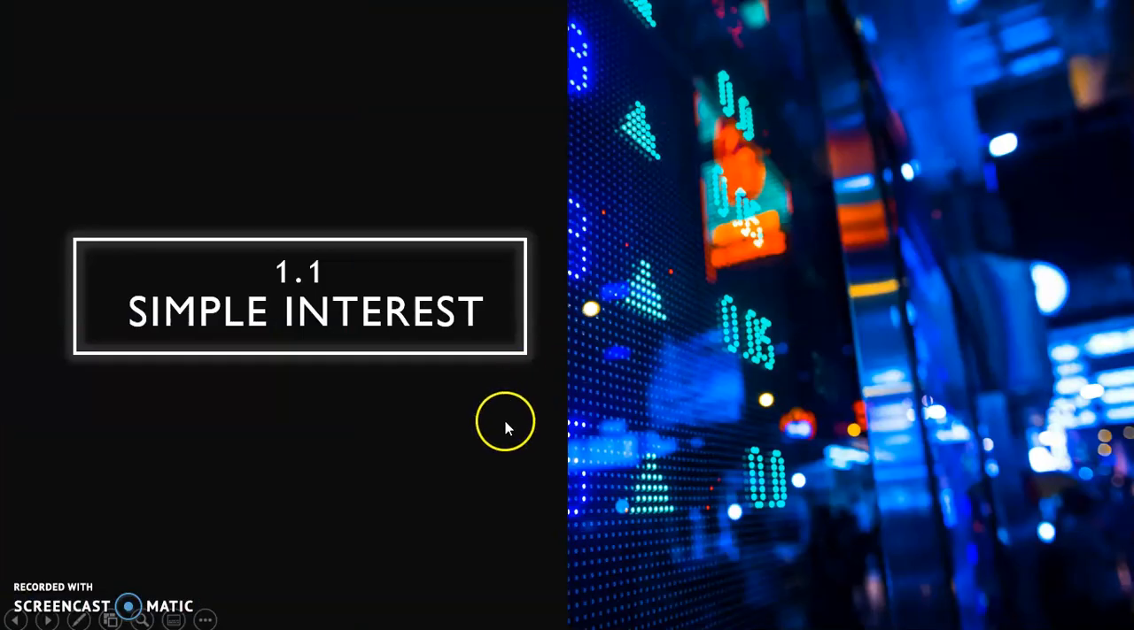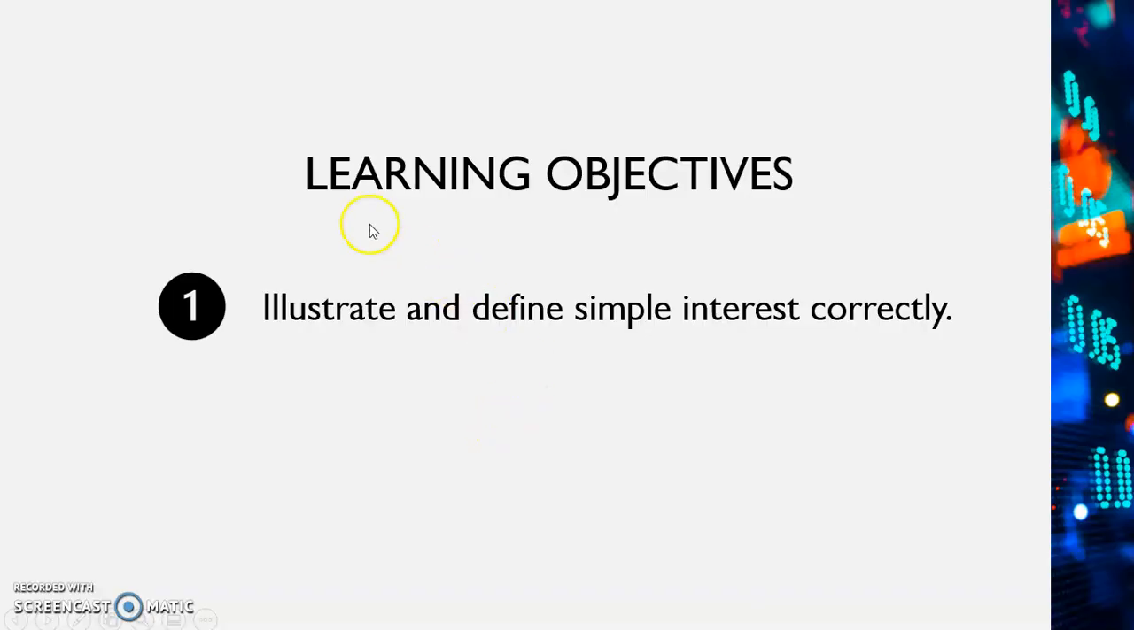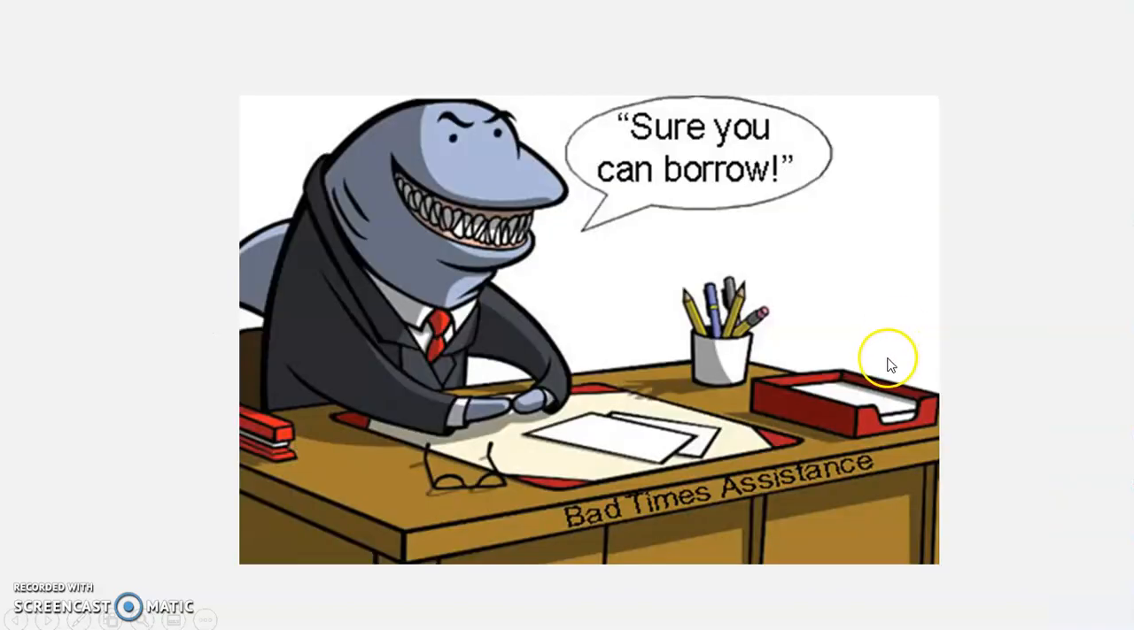Okay, so simple interest. The learning objective is to illustrate and define simple interest correctly. Previously, when I asked my students, when I say interest, what do you have in mind? Some of my students would say, oh madam, when you say interest, it's actually faedah. Okay, it's actually BM. Or they would say, oh madam, it's actually bunga. Okay. And some of the students would say, oh madam, I remember it's along.